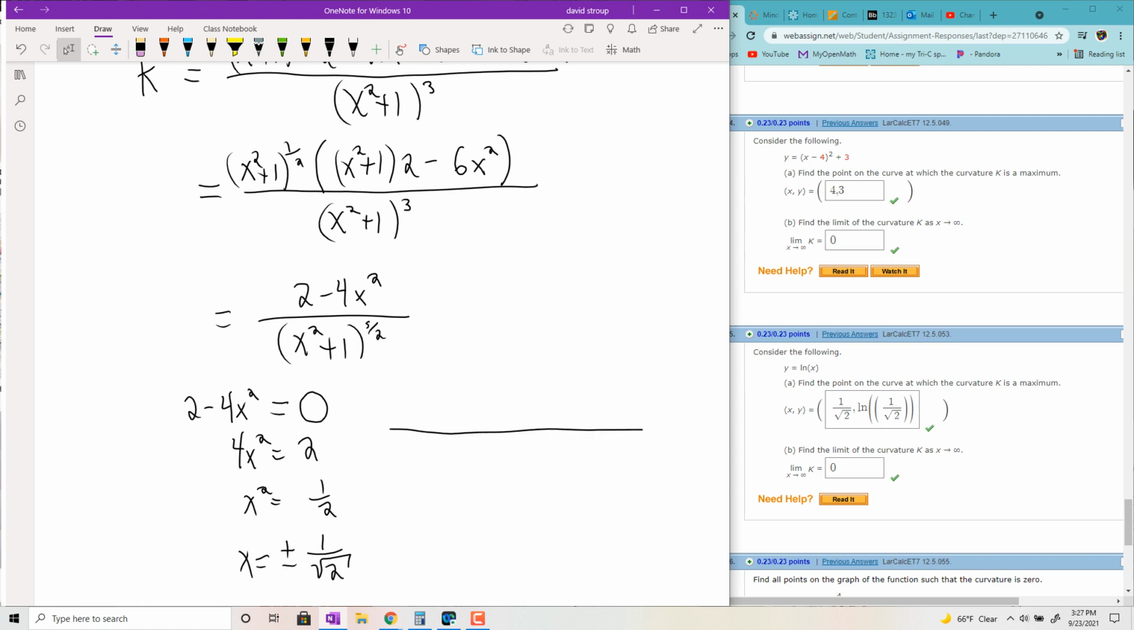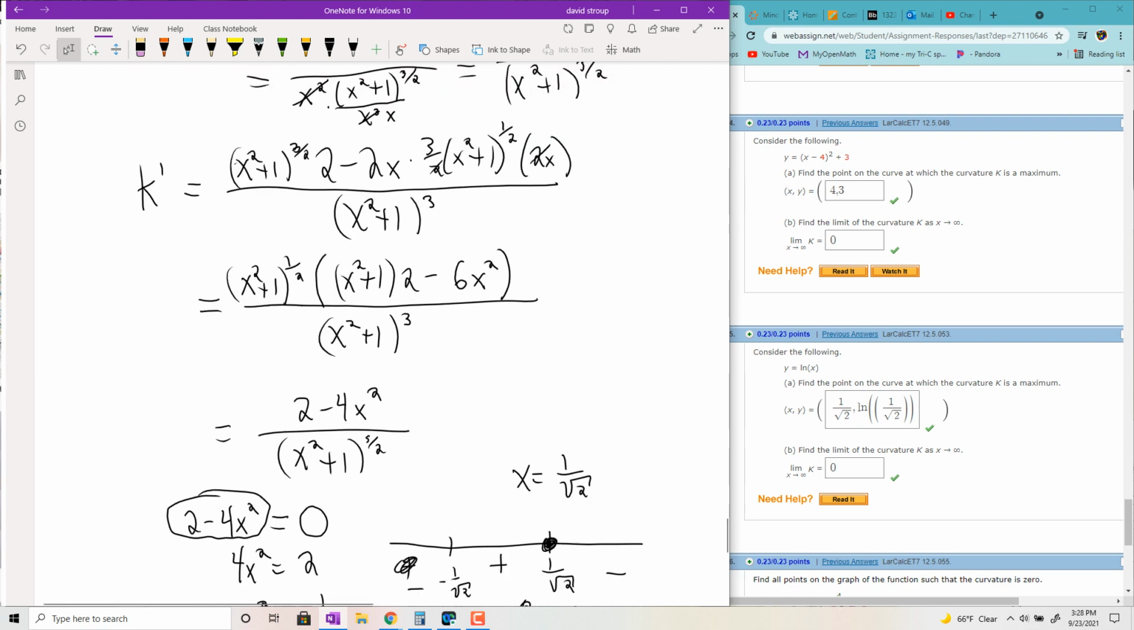You could do a number line type spiel, negative 1 over root 2, positive 1 over root 2. And so for big numbers, negative, it's going to be positive. For 0, now I'm plugging things into this formula. Okay. For 0, it's positive again. Big number negative, oh, that would be negative. And then big number positive would end up being negative. So it's going down, then up, then down. So the maximum is going to be right here at x equals 1 over root 2.